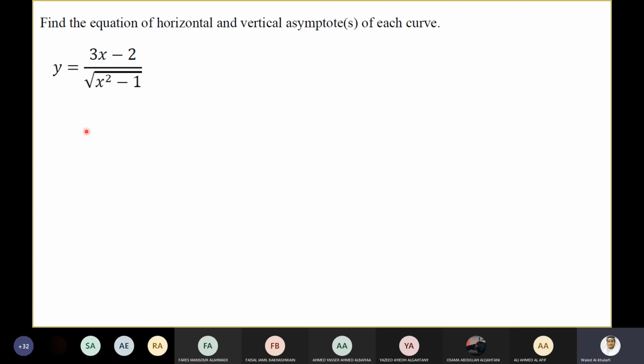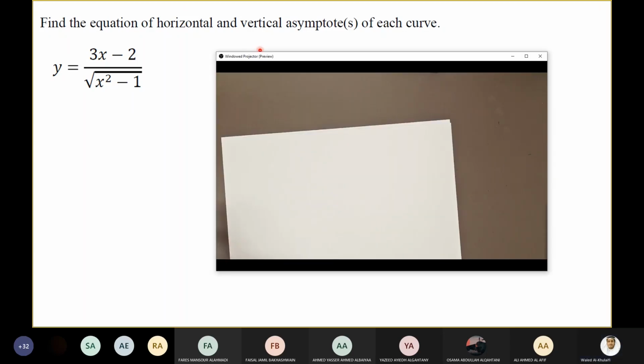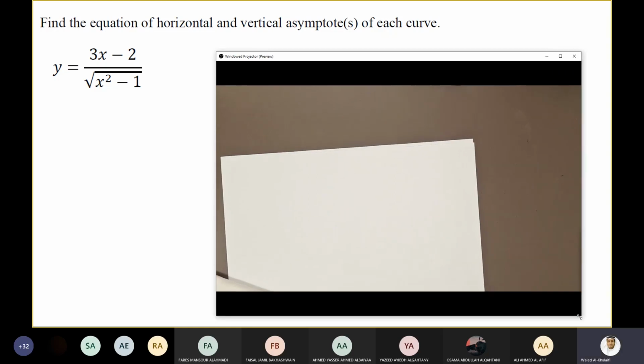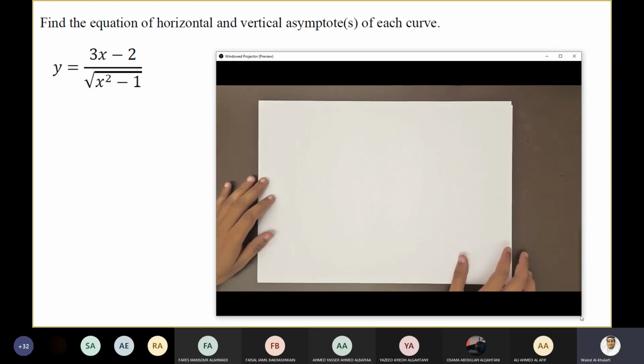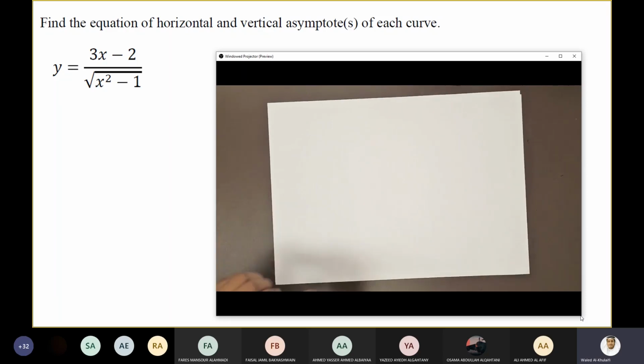Find the equation of horizontal and vertical asymptote for this curve. And actually, because I'm dealing with the square root, I have a point there I want to talk about. So let me maximize this actually. So first thing, Shabab, I have to do.